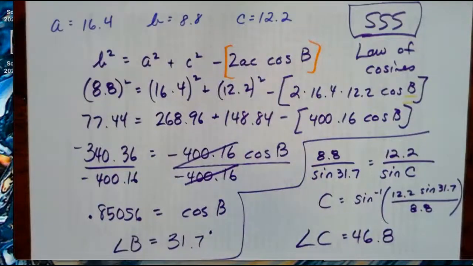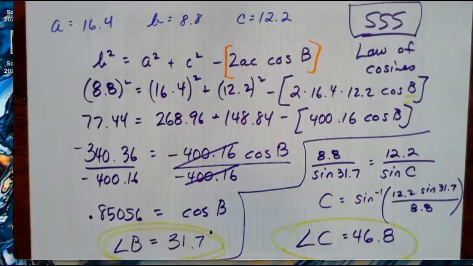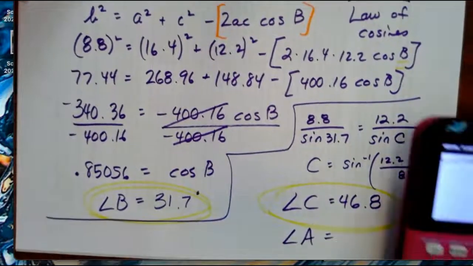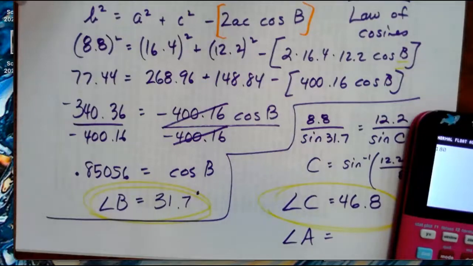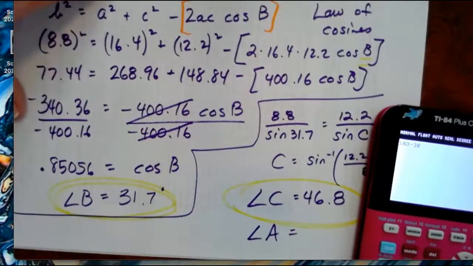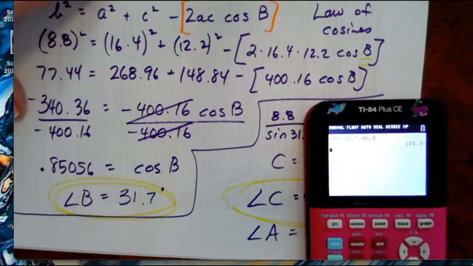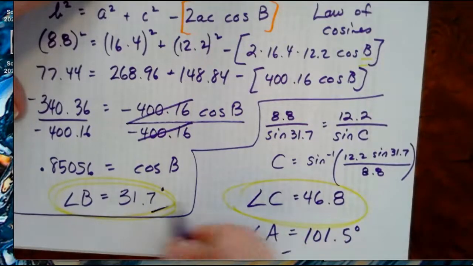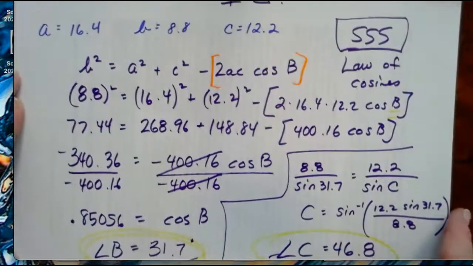46.8. And obviously, if we know two of the angles, we can use the triangle angle sum theorem to find our remaining angle A, expecting it to be the biggest. So angle A is going to be what we get when we subtract 180 minus 31.7 minus 46.8. We find angle A to be 101.5. A, B, C. All three angles, we have solved the triangle using the law of cosines.